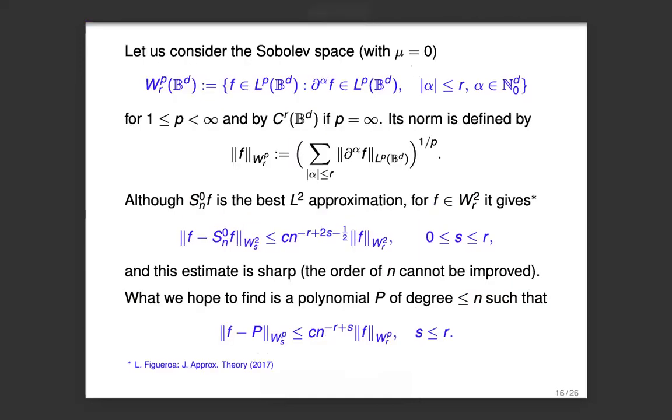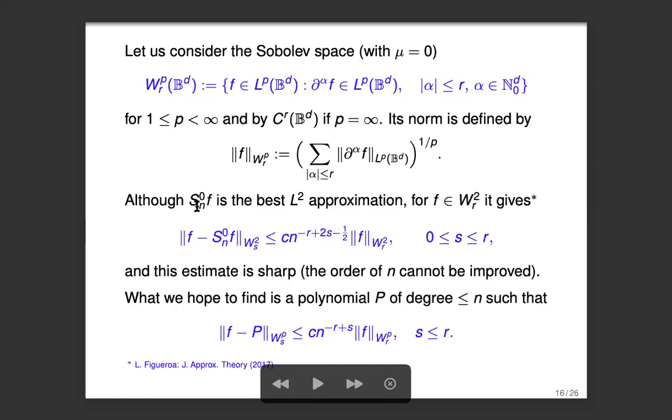Okay, let's consider now Sobolev space. I'm interested in the Sobolev space where all partial derivatives of rth order are in L^p, for p between 1 and infinity, and then continuous functions with the uniform norm for p equal to infinity. Its norm is defined simply by that. There should be p here.